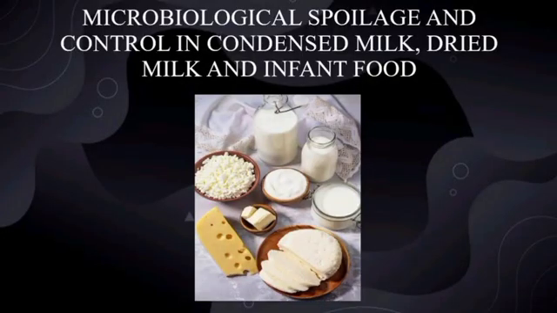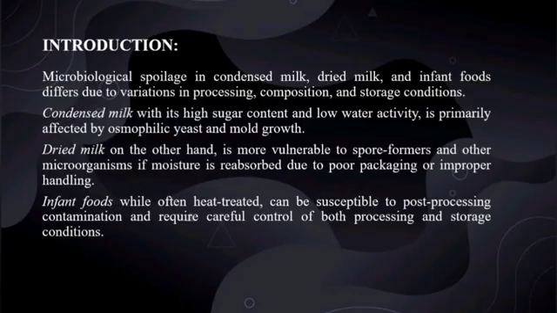Hello everyone. In this video, we are going to see about the microbiological spoilage and control in condensed milk, dried milk and infant food. Infant food and milk products usually get contaminated due to the variations in processing, composition and storage conditions.